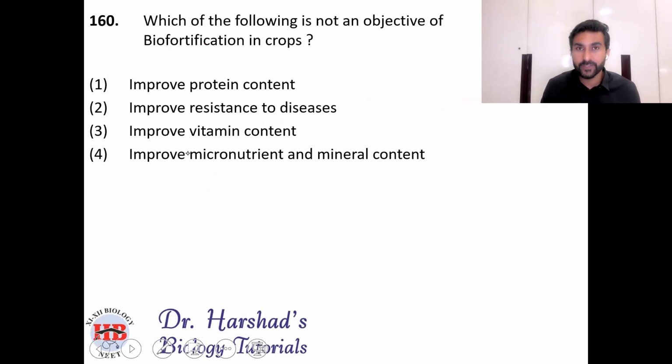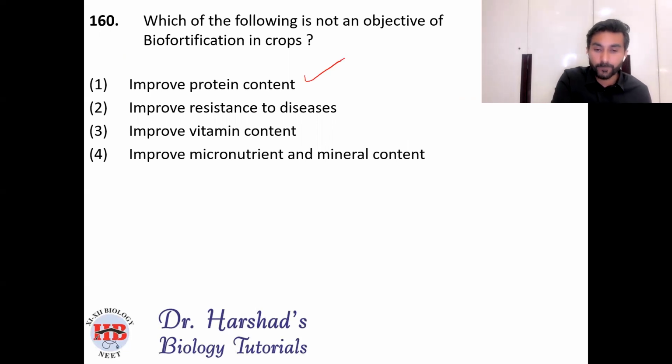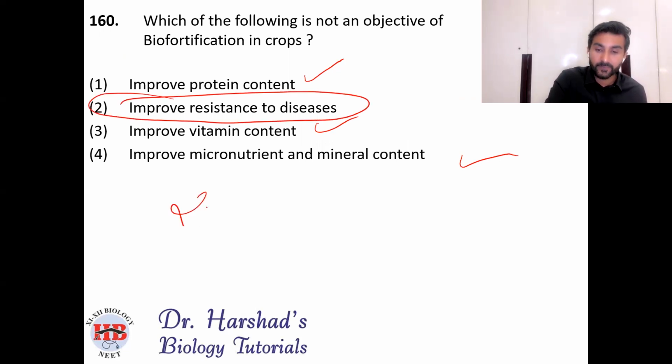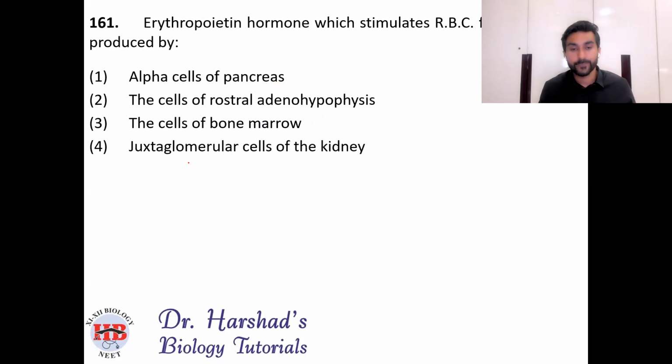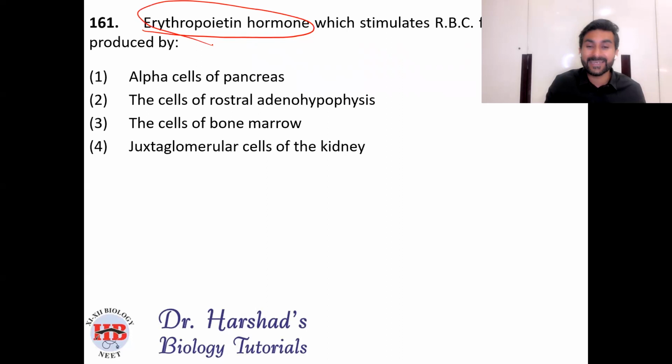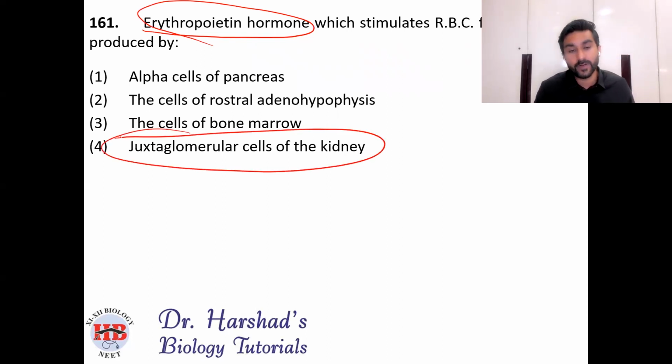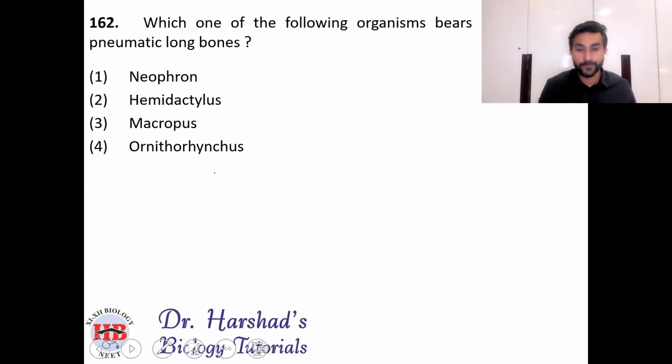Which is not a following objective of biofortification? If you remember biofortification, the aim is to improve the nutrient value of crops. If it is to improve the nutrient value of crops, options 1, 3, and 4 match. Option number 2 doesn't. So our answer would be option number 2. Erythropoietin is a hormone which is produced by the kidney. There is only one option which talks about the kidney here, that is the juxtaglomerular cells of the kidney, and that's why the answer would be option number 4.